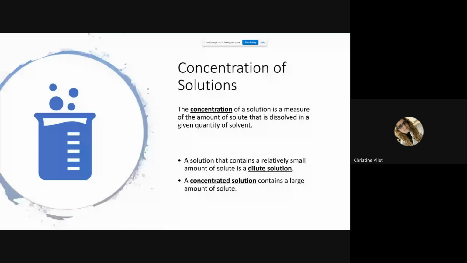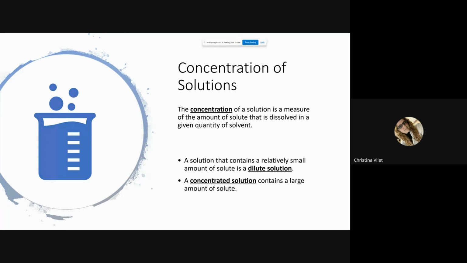All right, let's continue. Concentration. So this is where the math begins. I know you're so excited to get back to the math. We have two things to do today. We need to figure out how to calculate molarity and how to calculate for dilutions. And so let's start with molarity.